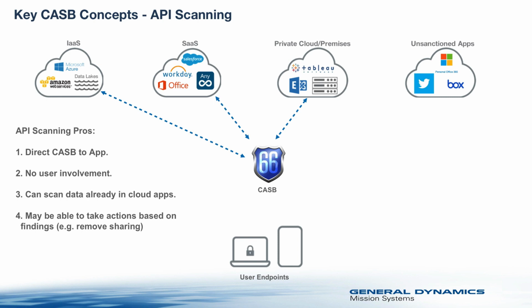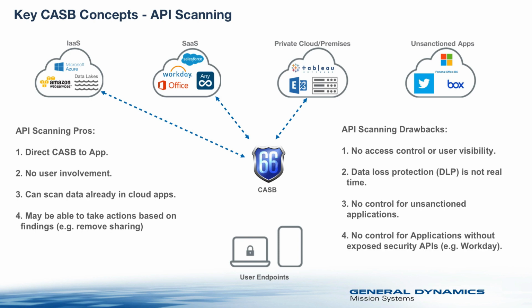And then most of the time APIs, and again this depends on the application itself, are able to take actions based on findings. Like there's a file that's shared externally that contains sensitive information, so we want to remove that sharing. There's information in a file that we don't want out in the cloud, and so we can encrypt that file or quarantine that file.